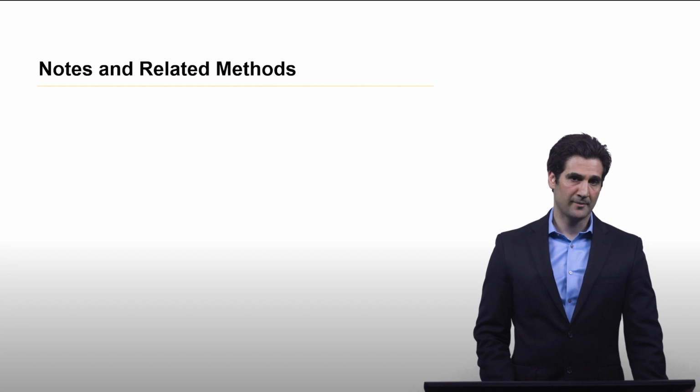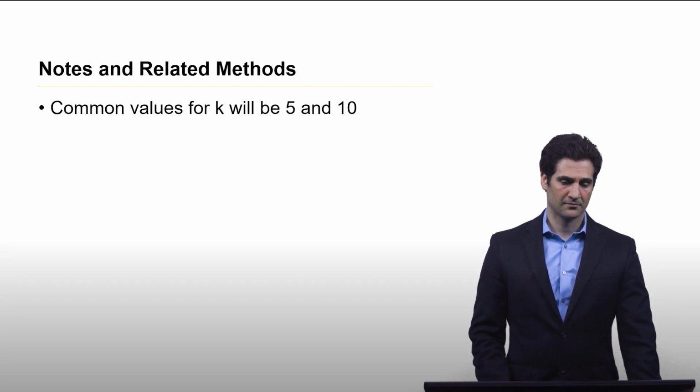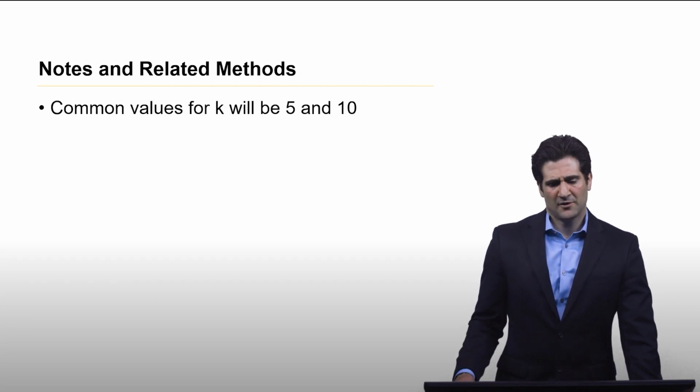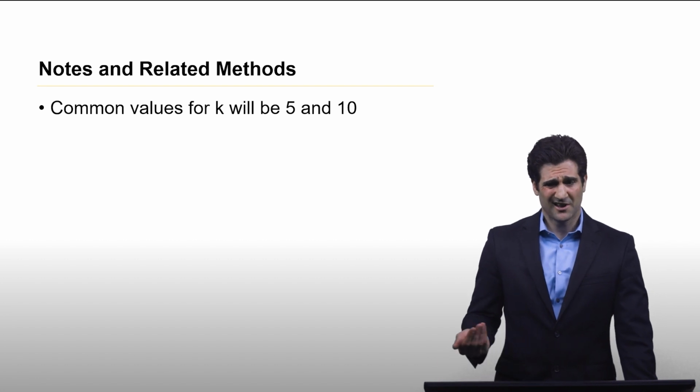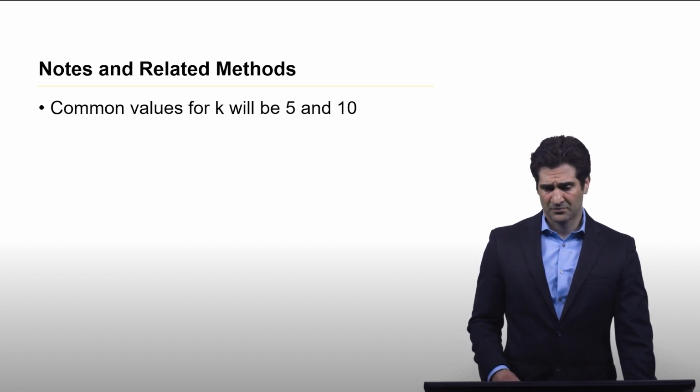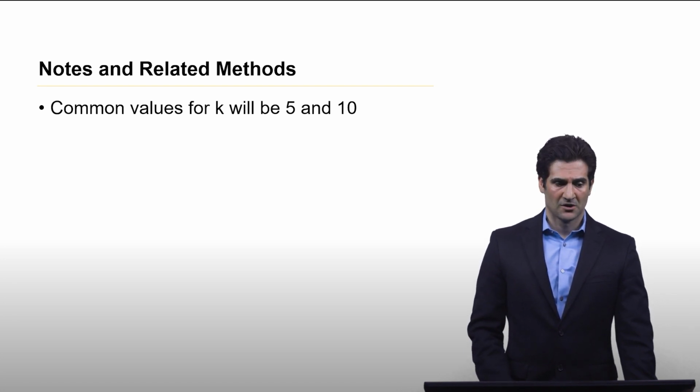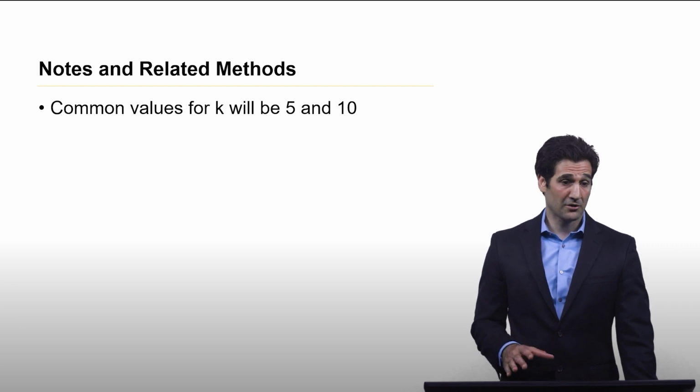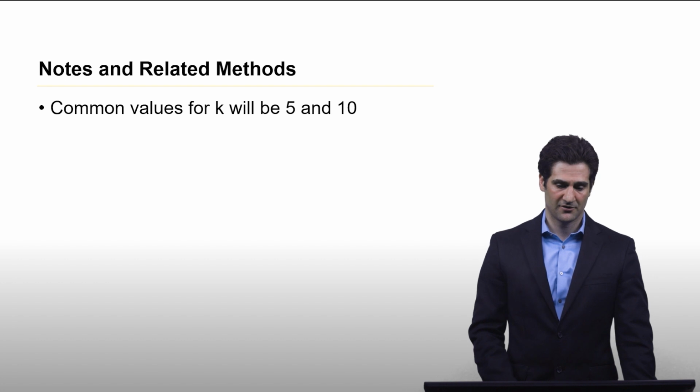So let's talk about a little bit of nuance here. First, common values for K you're going to see are generally 5 and 10. This is just pretty standard of what's emerged in most use cases. You will want to go with a lower number if you have a lesser amount of data and a higher number if you have more data.